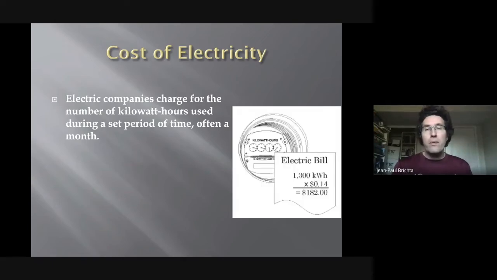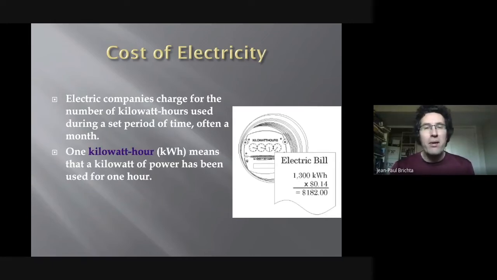Okay, so what they do is they basically tell you, this is a very simplified electric bill, but it kind of gets the point. They basically say, okay, well, this month you used 1,300 kilowatt hours, and each kilowatt hour is 14 cents. And so multiply those out, and you get a bill for your month of $182, which would make me lose my mind. That's a lot of money for an electric bill. But I suppose it depends on how much you use electrical appliances.